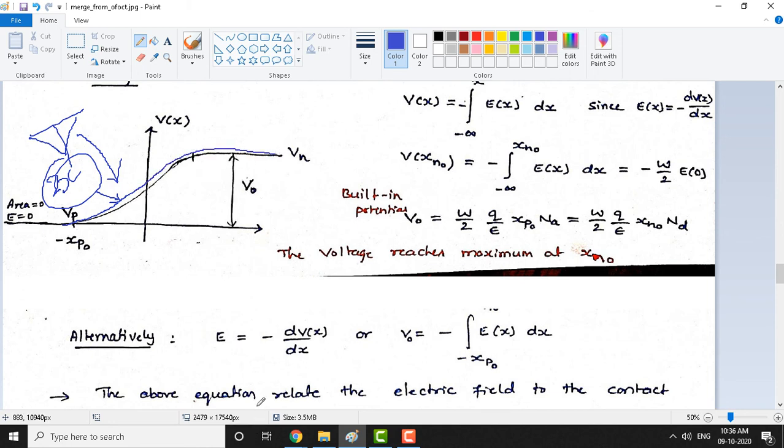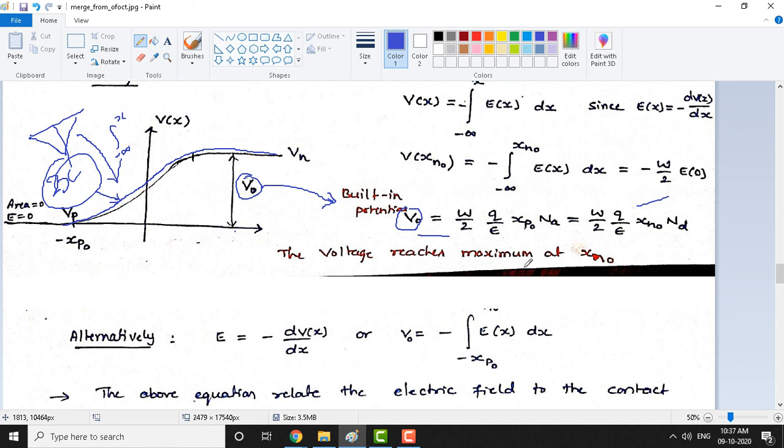This is important for us, the built-in potential, which is V naught here. If you integrate the electric field between minus infinity and xn naught, as we have shown here, you get this V naught, the built-in potential. So this is the field equation which you need to remember. This is the second equation for the built-in potential V naught, which in terms of width is given here as W by 2 into Q by epsilon into xp naught Na. Similarly, you can also write it for xn naught.